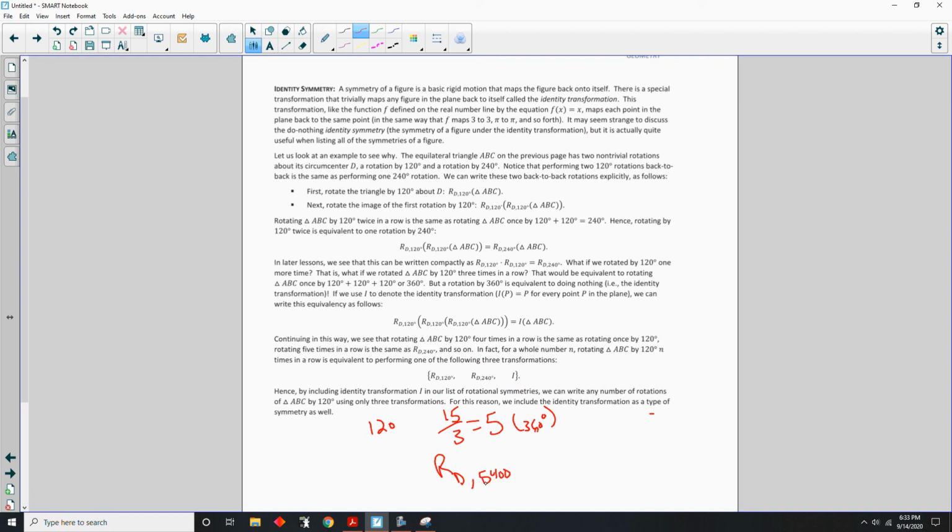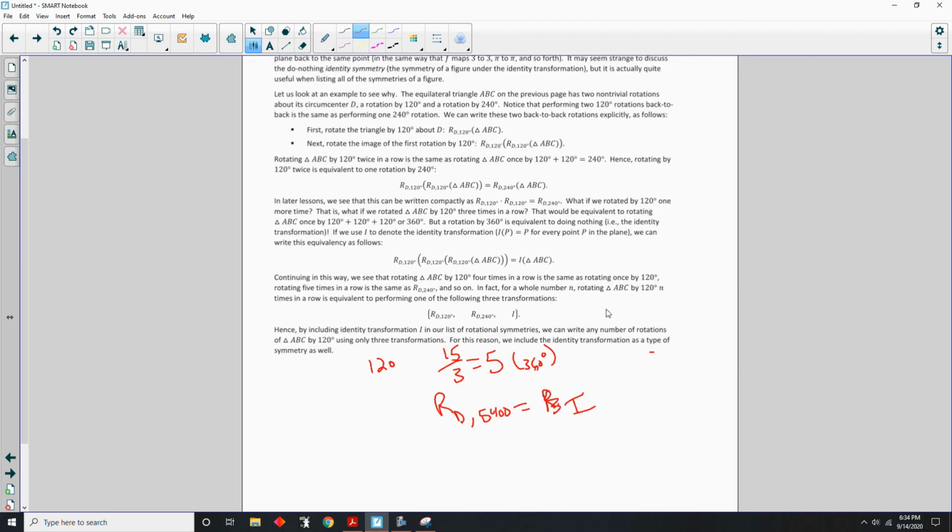So I could rotate D 5,400 degrees. And that would be equal to rotating it 360 degrees, because that was 15 rotations, and it would end up as R of the identity I. So you would just say I. So you're either going to get R sub D 120, R sub D 240, or I. Only 3 things will come out. That's all this whole page says.